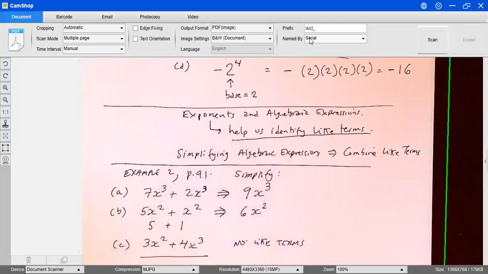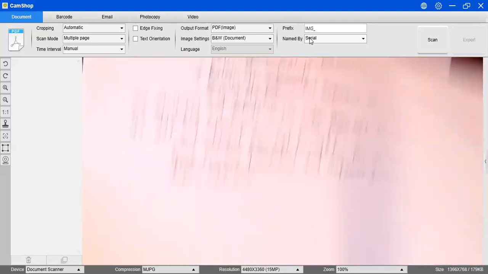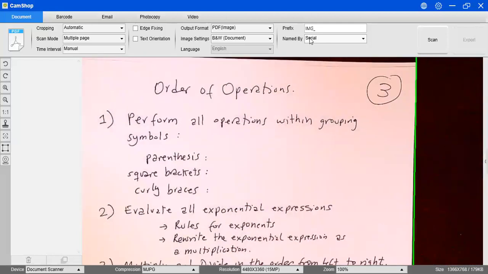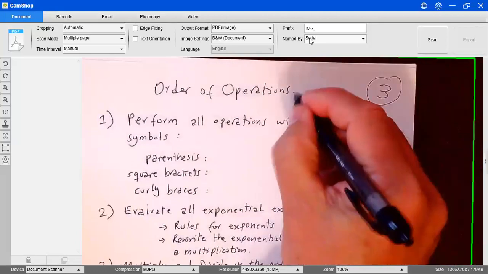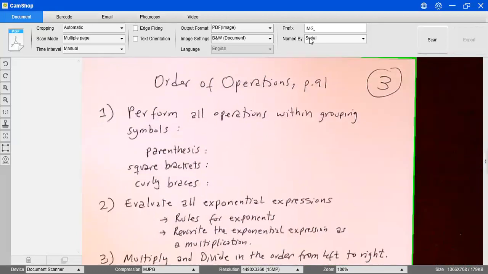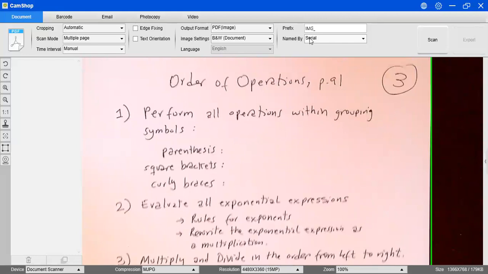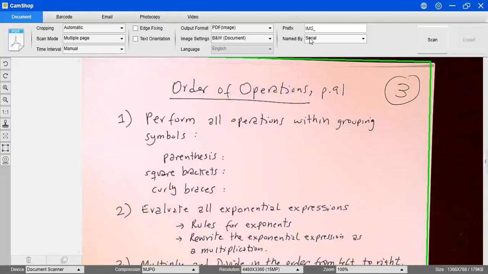So now we're going to start working. We're going to try to understand the order of operations. The order of operations is in your book on page 99. On page 99, you see the order of operations section. And on page 92, there is a green box with a summary of how to proceed with the order of operations. And the rules are the ones that I just wrote here. So these are the steps.